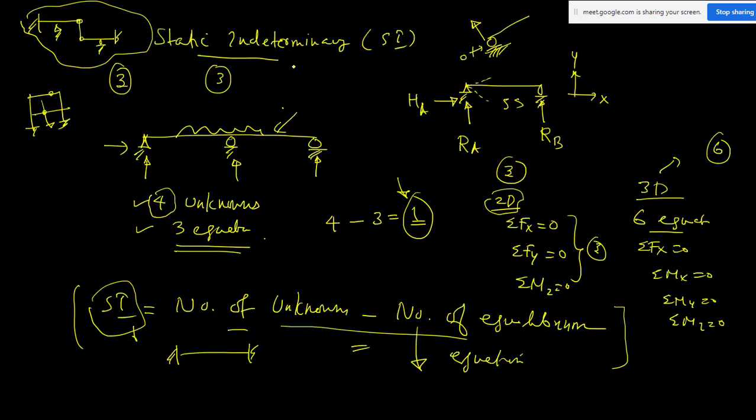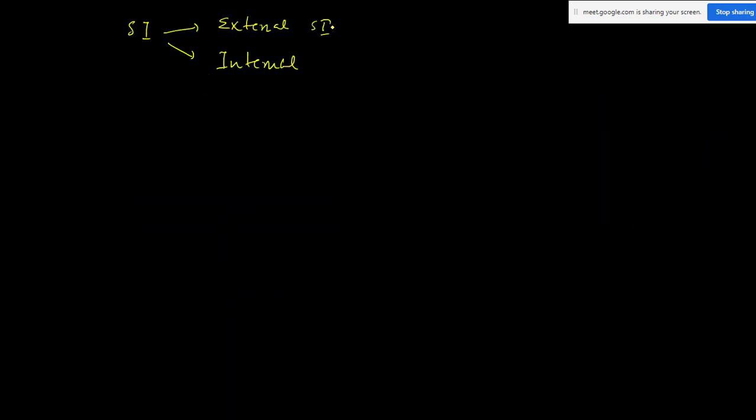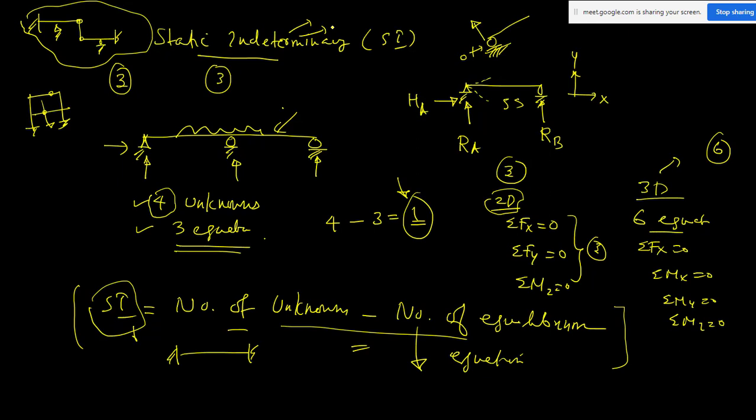Basically, static indeterminacy has two parts: external static indeterminacy and internal static indeterminacy. First of all, we have two types of indeterminacy itself: one is static and one is kinematic, or degree of freedom. I am not discussing kinematic today, we don't have time; maybe we'll discuss it some other day.